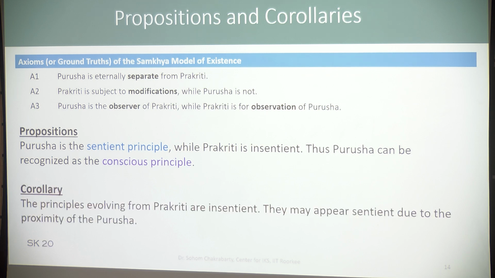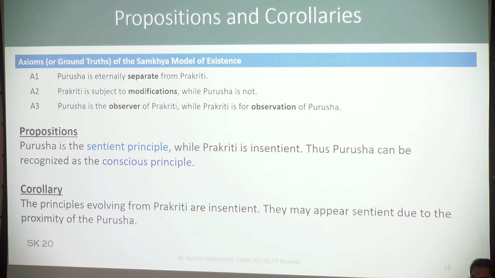There is a corollary we can derive: the principles evolving from Prakriti are also insentient. Since Prakriti is insentient, in Samkhya there are other principles that get derived, that evolve from Prakriti. They are also insentient because the root is insentient. They appear sentient due to the proximity of Purusha. Because Purusha is observing Prakriti, it has a closeness with Prakriti. Because of this proximity, these principles also appear sentient.